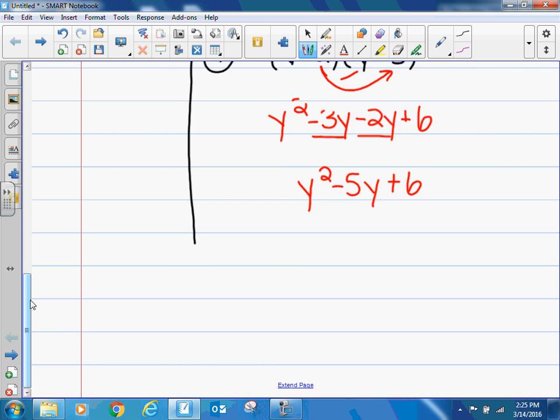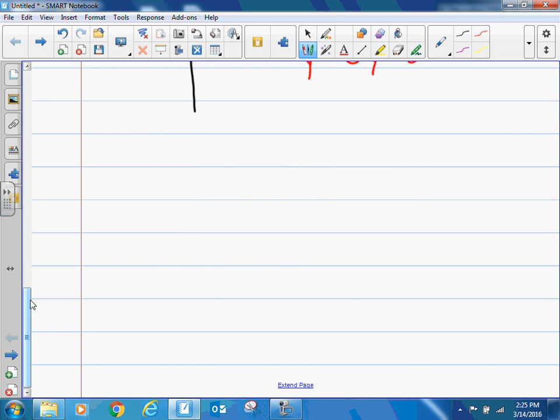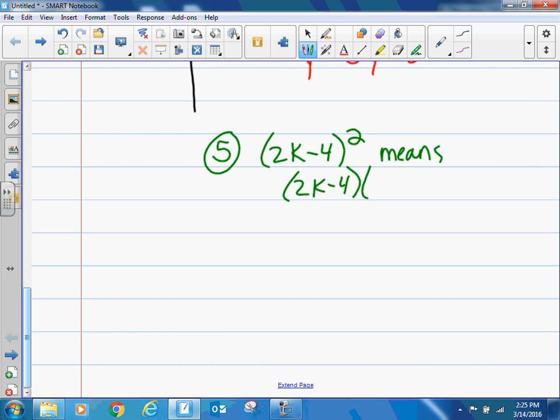So two more examples kind of similar to this. Actually, I think this is example 5. So I have 2k minus 4 squared. And what this means, we know that this just means that we're multiplying this by itself. So we can rewrite it as two binomials. And now I'm going to, again, follow my FOIL. First, outer, inner, last. You're essentially distributing each one in this first binomial to the one in the other.